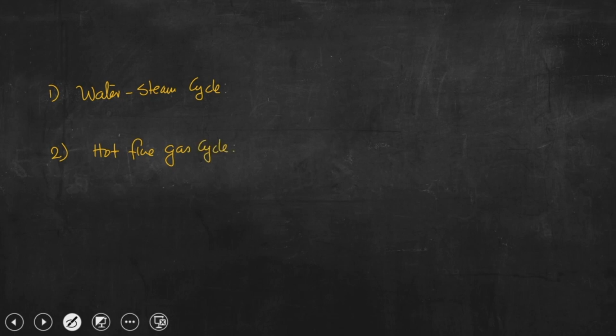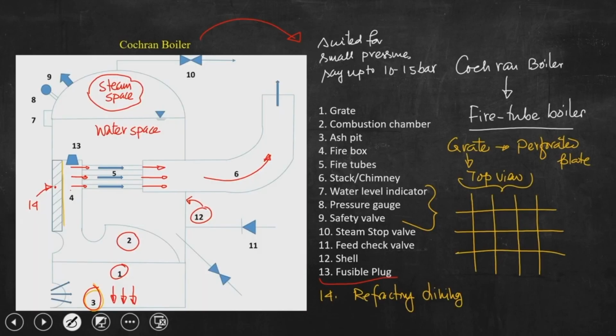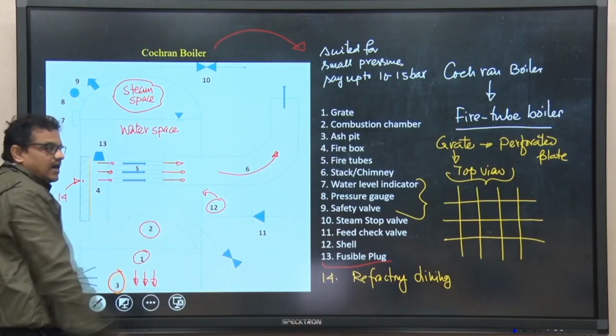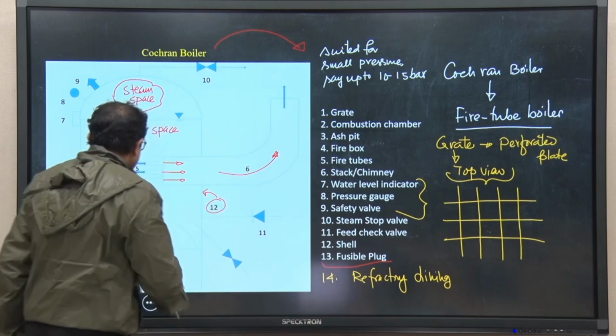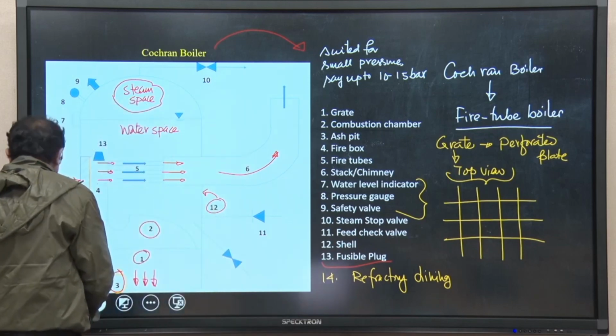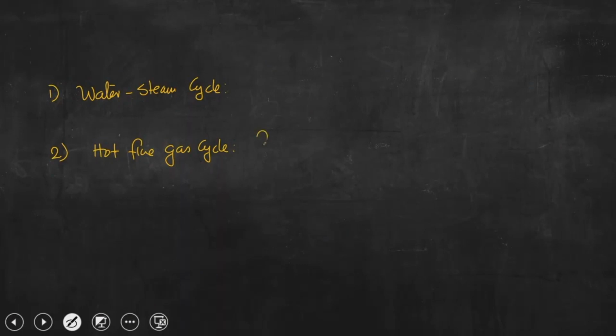So, this is very important to understand, because we need to understand the flow path of these two cycles, two different streams. The hot flue gas, if we go back to the previous slide, is coming from the combustion space to the firebox, goes through the fire tubes and ultimately comes out through the chimney to the surroundings. So this is 2, 4, 5 and 6, that is the hot flue gas cycle.